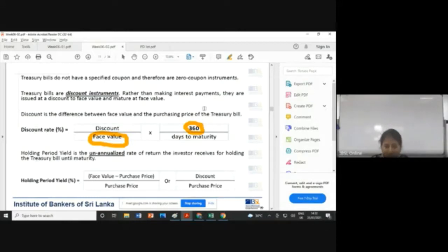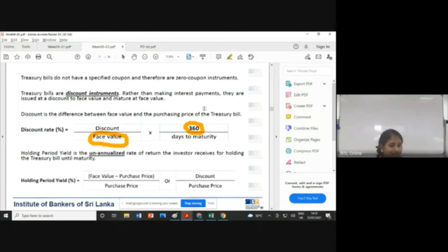Now holding period yield is saying, okay, you bought this at 27 rupees. By holding this instrument for 3 months, by investing 27 rupees, how much did you really earn? Understand the difference. With discount, the point of view was what kind of percentage discount you got. That's going to depend on the face value. Now I'm going to see the yield.